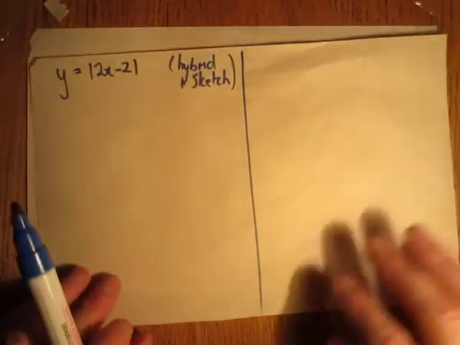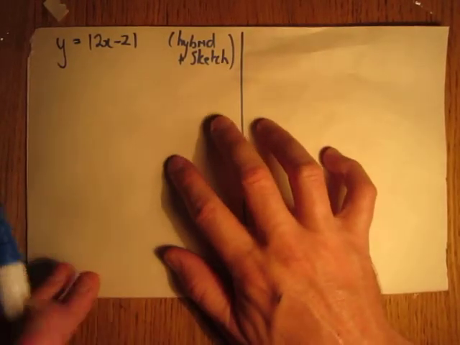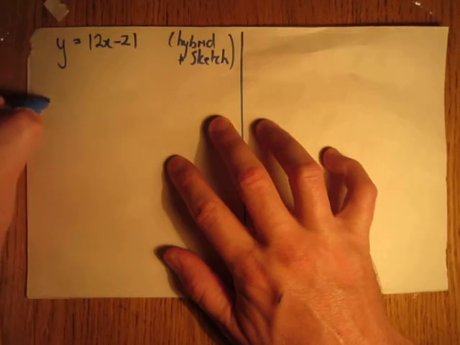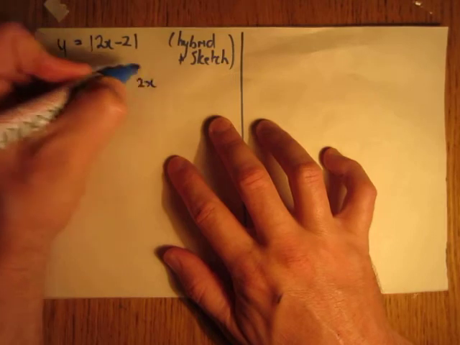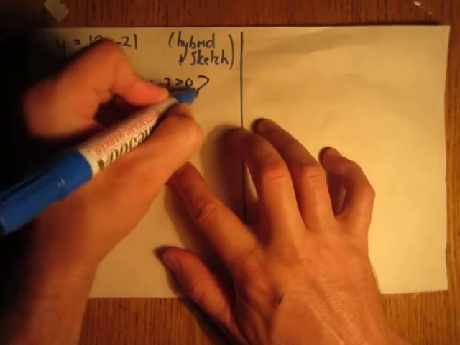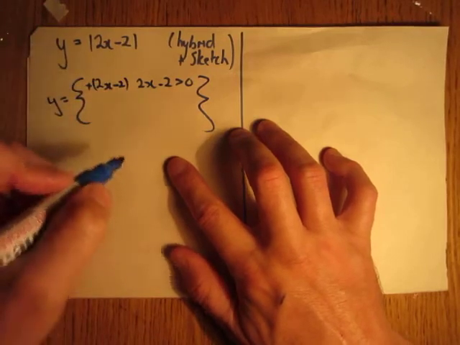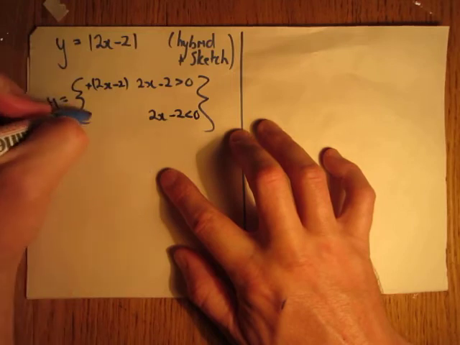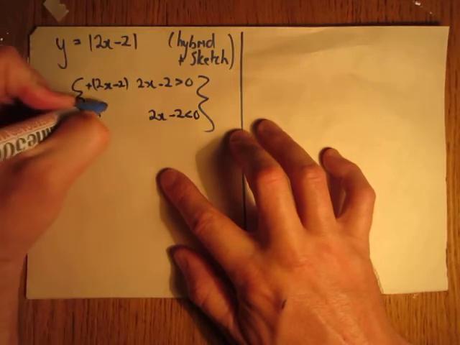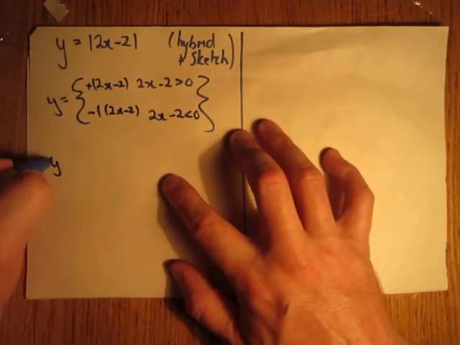Okay, the next one is actually sketching a hybrid. So here's the hybrid. There are other ways to sketch it. If I get time I might show them. But the rule is, we'll just write our hybrid out. When the thing inside is positive, you just leave it alone, so it's just 2x take 2. However, when the thing inside is negative, a quick way to change that negative value is to simply multiply it by -1. So you just put a negative out the front.